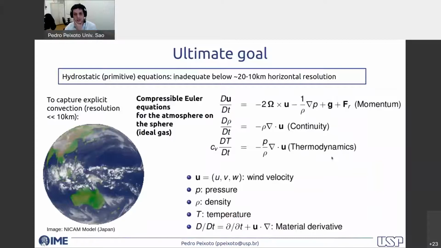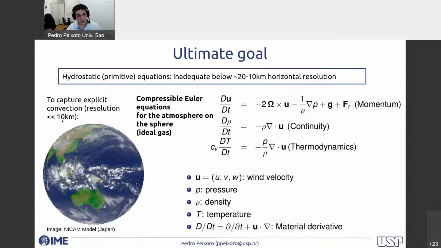So this is what happens, and this is our main goal, right? At the moment, most global atmospheric models run what's called the hydrostatic equations. And the issue is that this setting is inadequate for very high resolutions, right? It works well up to 20 or 10 kilometers of horizontal resolution, but it doesn't work well if you go towards convection-resolving scales of around 10 kilometers or less.